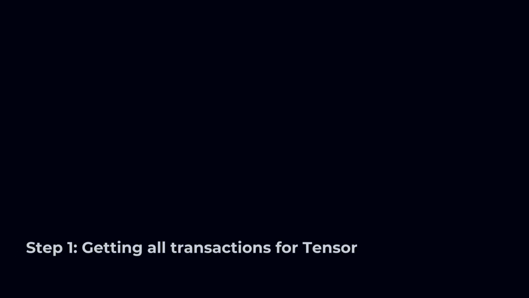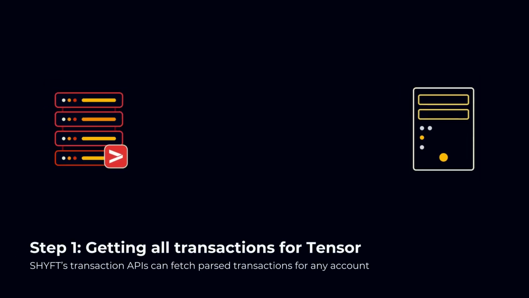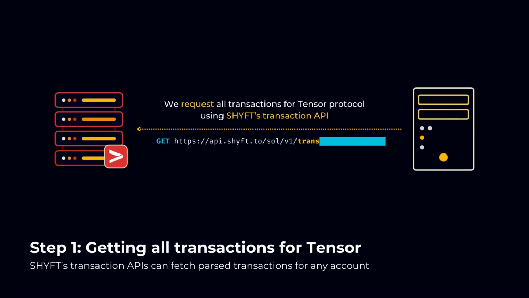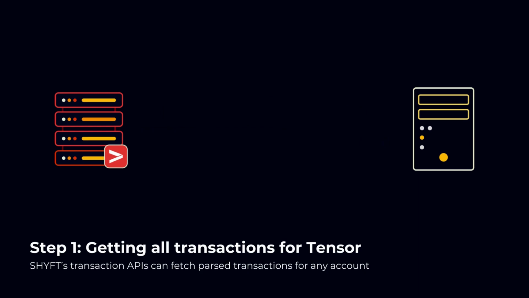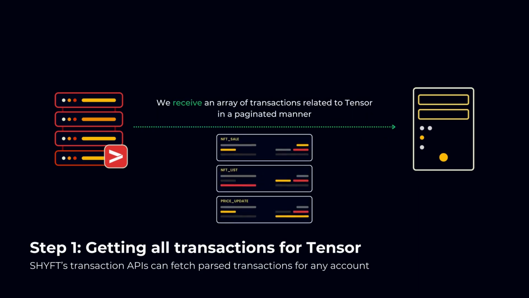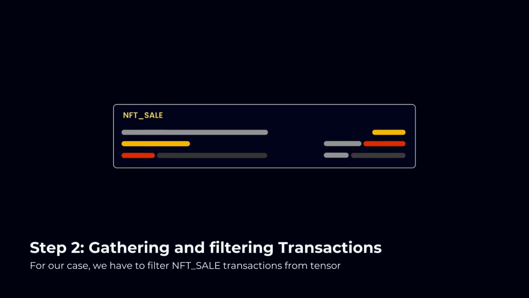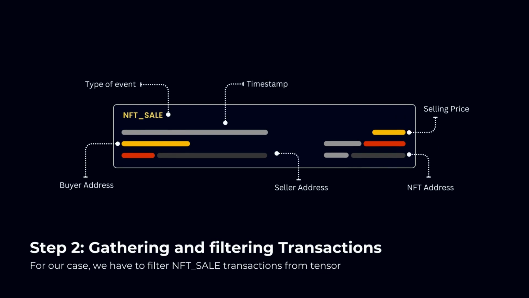The first step involves getting all transactions for the Tensor protocol. We will make an HTTP request to SHYFT's transaction/history API with Tensor's address as a parameter. Once successful, SHYFT returns an array of transactions for the requested account, which in our case is the Tensor protocol address. All transactions received from SHYFT APIs are pre-parsed and human-readable.